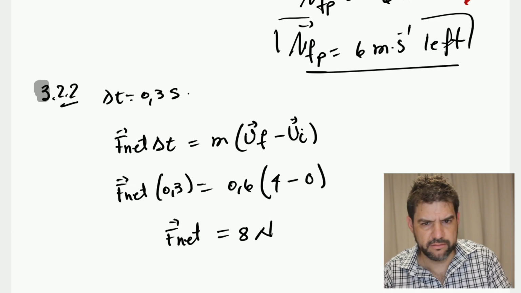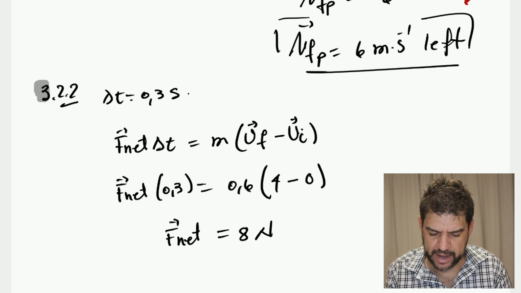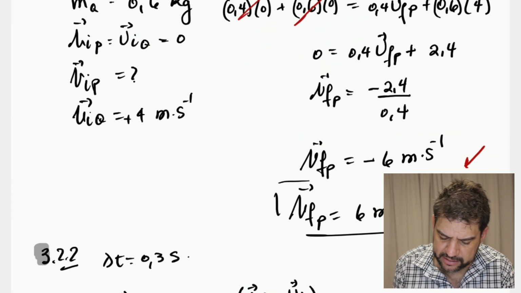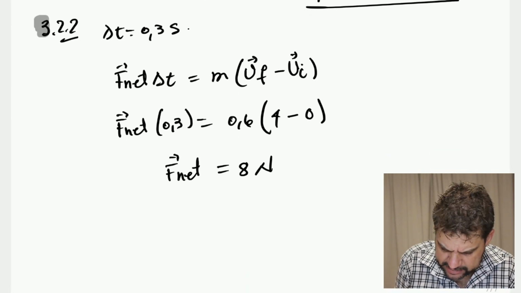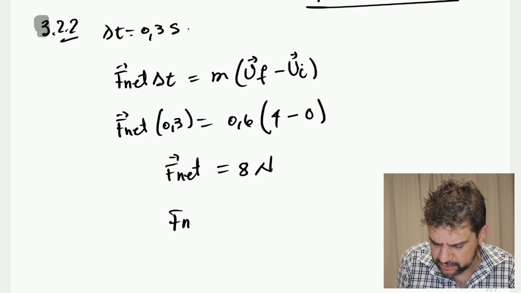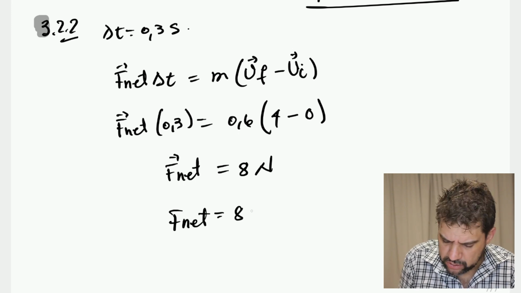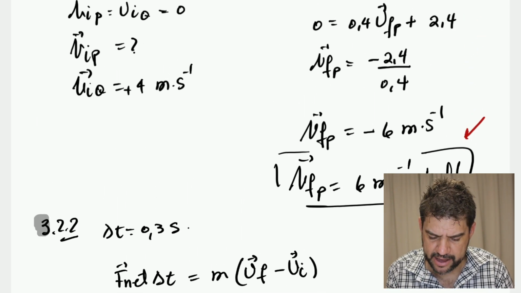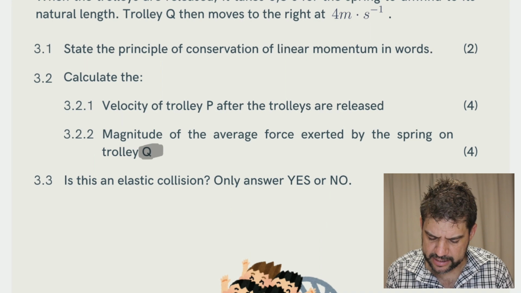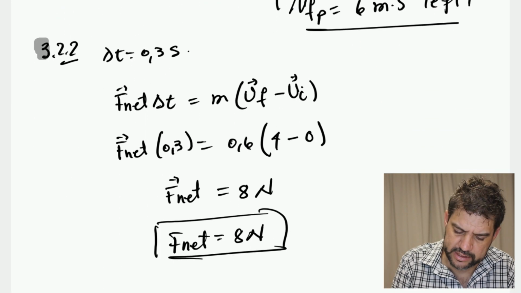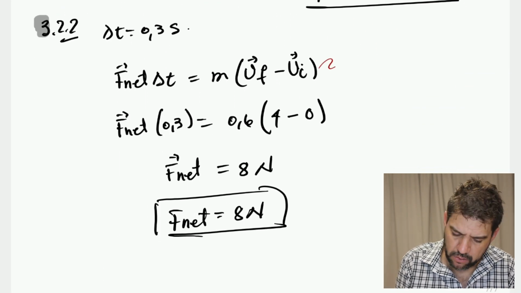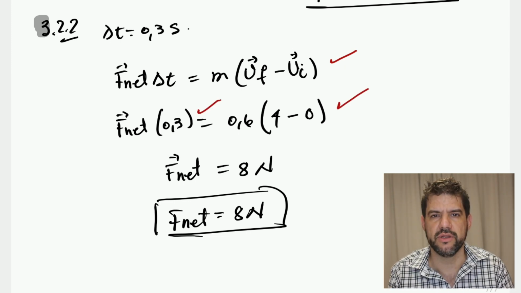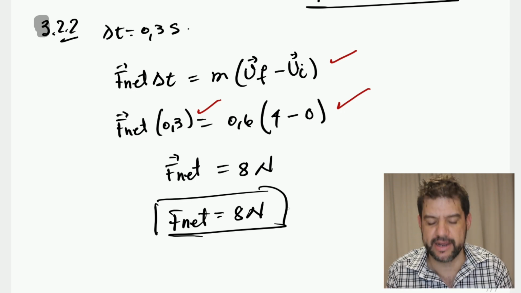Now, once more, let's make sure we answer the correct question. It says calculate the magnitude. So magnitude means no direction. So the final answer is F net is equal to 8 Newton. That is the final answer for this question. They gave this one 4 marks, and it's going to be similar to what we did before. 1 for the formula, 1 for the substitution on the left hand side, 1 for the substitution on the right hand side, and 1 for the final answer.